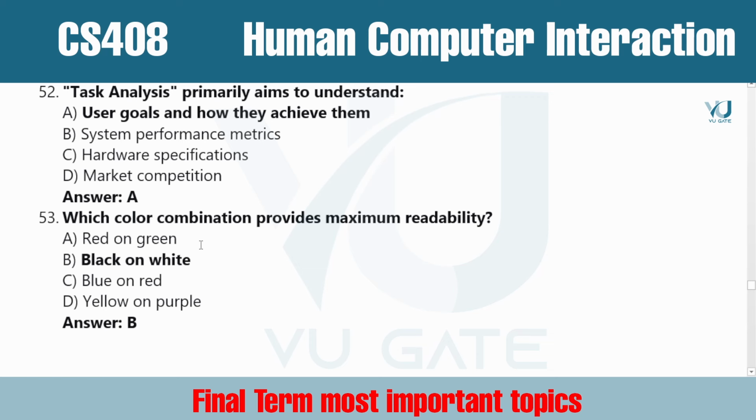Question 52. Task analysis primarily aims to understand? The correct answer is option A, user goals and how they achieve them. Question 53. Which color combination provides maximum readability? The correct answer is option B, black on white.